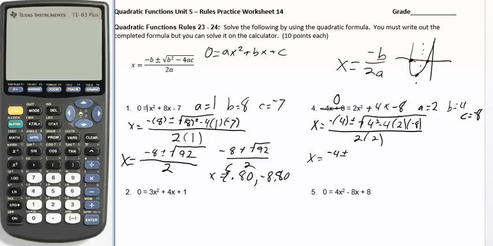So what does this end up being? 4 squared minus 4 times 2 times negative 8. So that's 80, square root of 80, all over 4. Okay, so we can go ahead and just solve this. I'm not going to write it all down again. I'm just going to figure out what they equal.